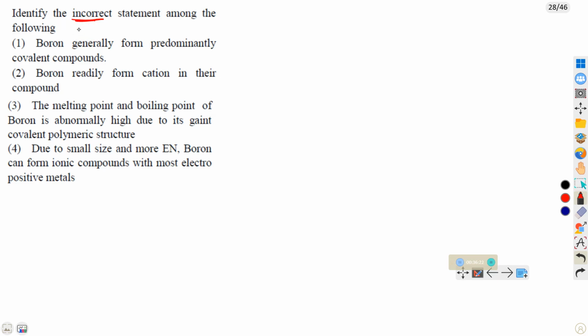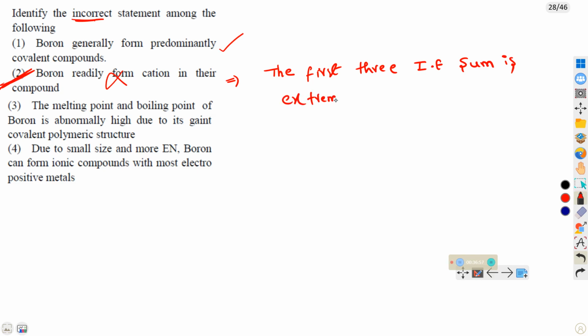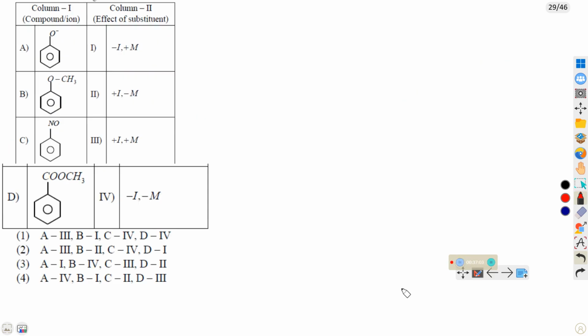Identify the incorrect statement among the following. Boron generally forms predominantly covalent compounds. Correct. Boron readily forms cation in its compounds. No, incorrect. This is the incorrect statement. Why? What is the reason? The reason is the sum of the first three ionization enthalpies is extremely high in the case of boron. That's the reason it does not form cation.